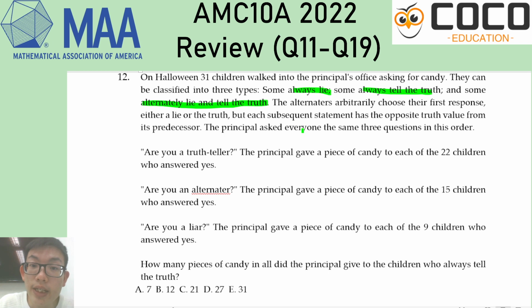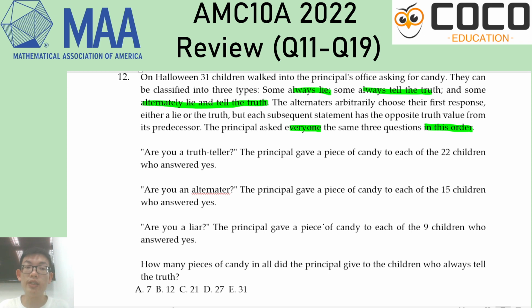Now, the principal asked everyone the same 3 questions in this order. Order matters because of the alternators. First, are you a truth teller? The principal gave a piece of candy to each of the 22 children who answered yes. Are you an alternator? The principal gave a piece of candy to each of the 15 children who answered yes. And are you a liar? The principal gave a piece of candy to each of the 9 children who answered yes.